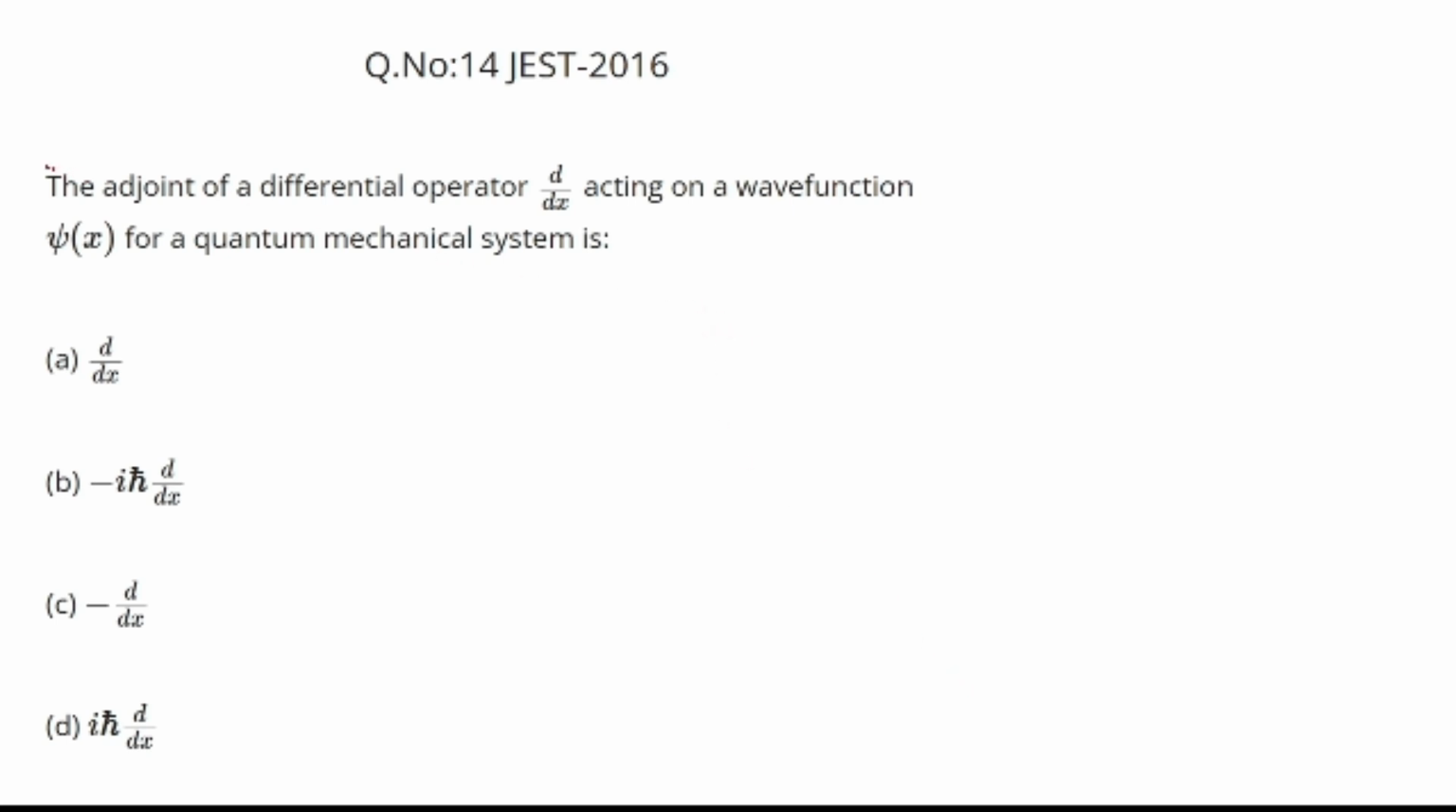So this is problem number 14. The adjoint of the differential operator d/dx acting on a wave function psi of x for a quantum mechanical system. Okay, so the general formula we know for an adjoint operator, that is, if we have an operator A, then the integral of psi star A phi dx equals, sorry, the integral of (A psi) whole star phi dx.